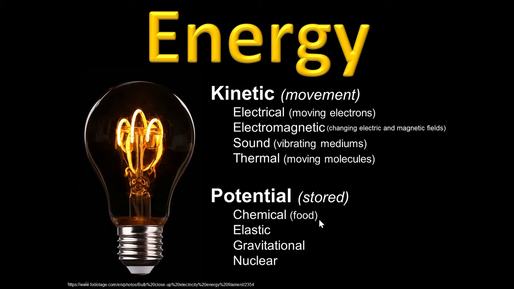Potential, or chemical potential energy, is like food. You ingest food, your body metabolizes it, and gives you energy. Elastic would be like springs or rubber bands. You stretch them out. While they're stretched, they have stored energy. Gravitational potential energy would be like taking an object with mass and elevating it above the ground. And nuclear, Einstein's famous equation, energy equals mass times the speed of light squared.